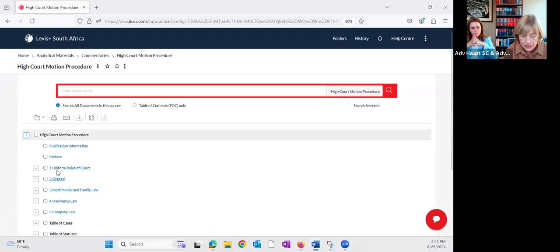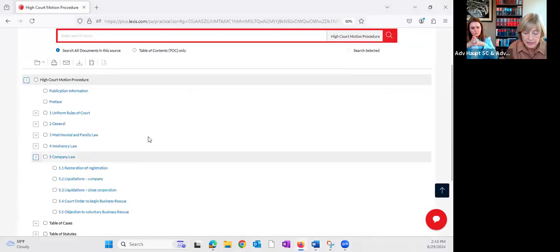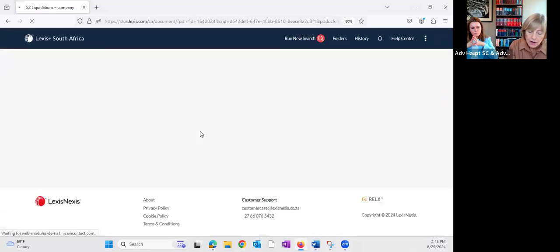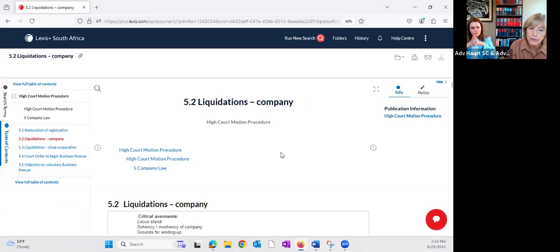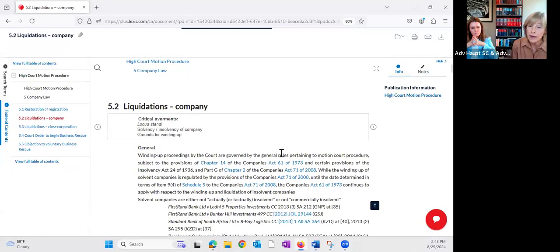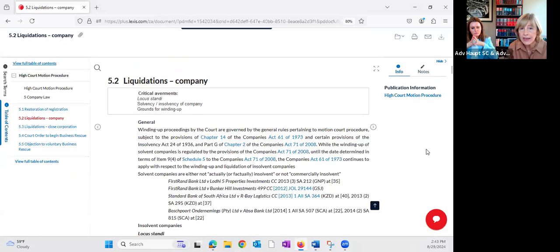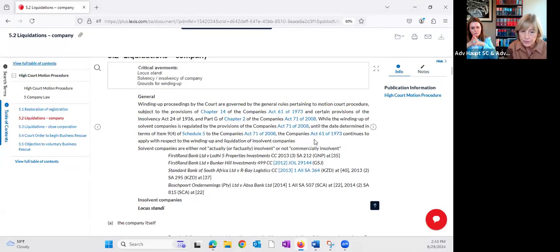Now, in liquidations, section 346(4)(a) and 346(4A) of the Companies Act provide or require service of the application on the master, the receiver of revenue.